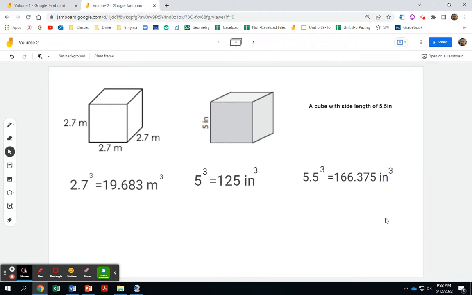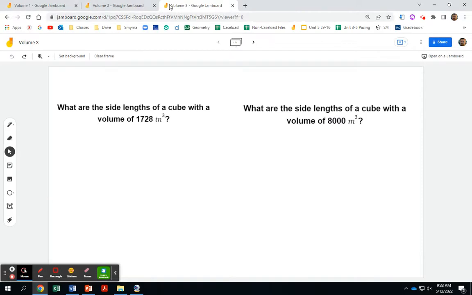Any questions on those? This coming back to you a little bit? Remember doing this a few years ago? All right. Okay, we're going to do one more set here. On number 19, that's a different type of question. So this is the last type of question you'll be answering. This one, you're given the volume and you need to find the side length.